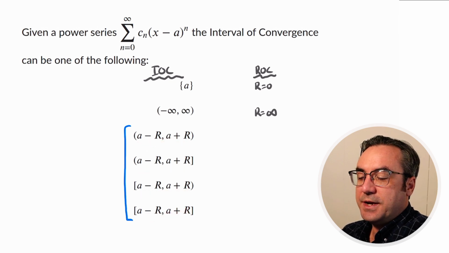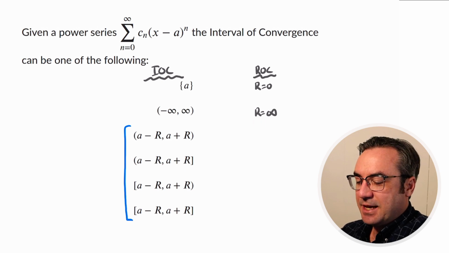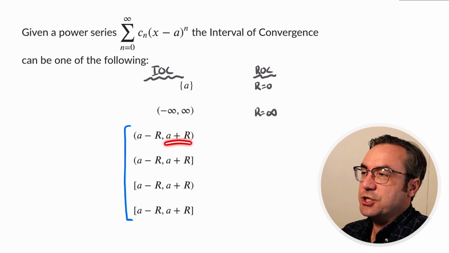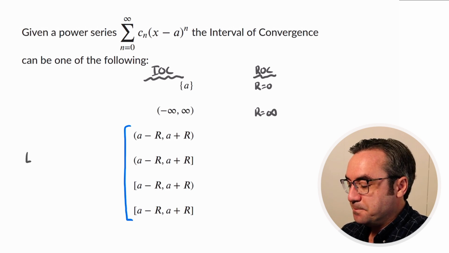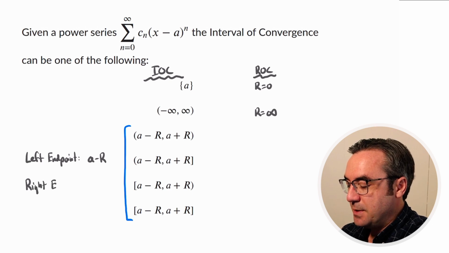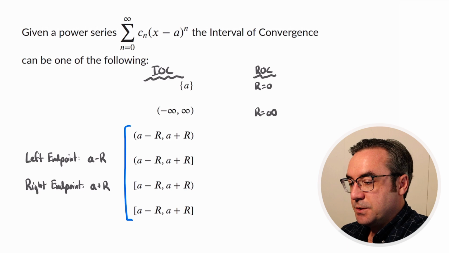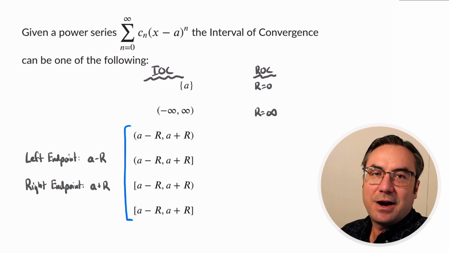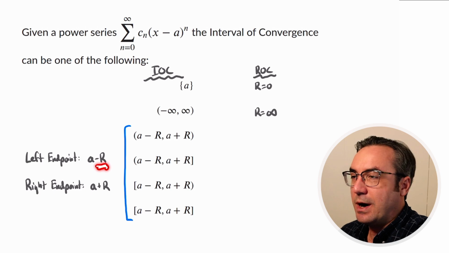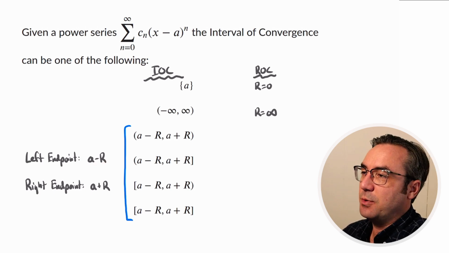So what the radius of convergence R does is it tells us how far we can go in either direction away from that center point. So the left endpoint for our interval is a minus R, and the right endpoint for our interval is a plus R. So we're centered at that A value, and we can go R distance in one direction from there, or we can go R distance in the other direction from that center point.